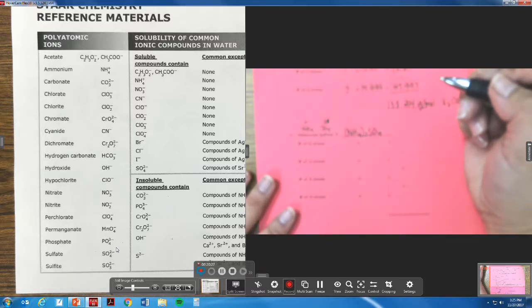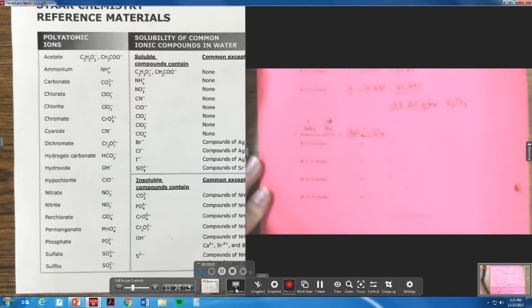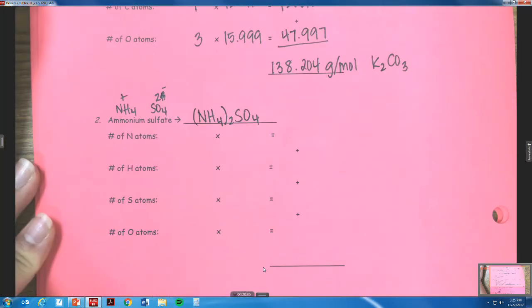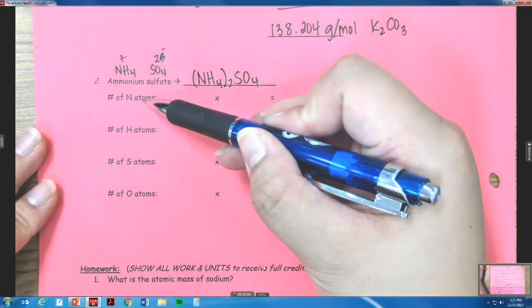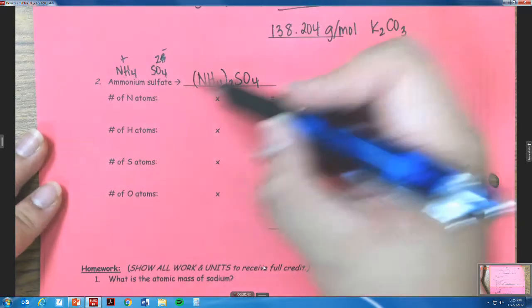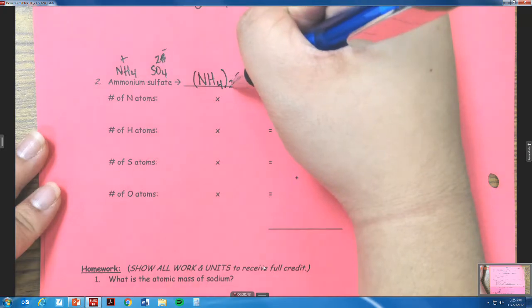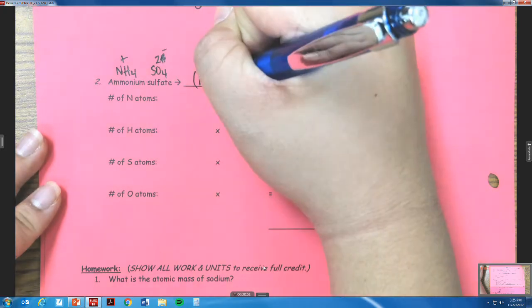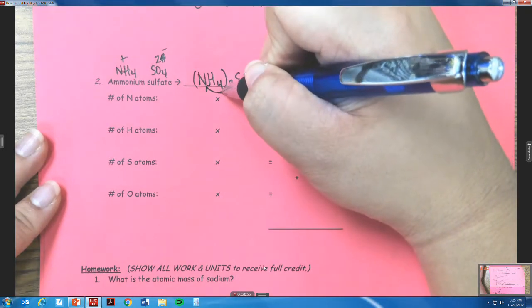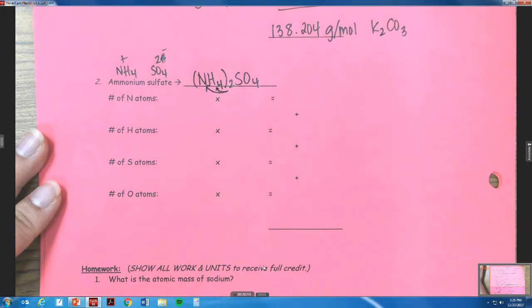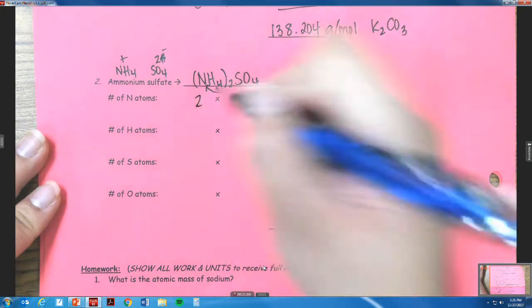Now we have to do what we did earlier. How many of each element do we have? Remember, since we have a subscript outside the parentheses, we're going to have to distribute that. So the 2 goes to nitrogen, and it also goes to hydrogen. So how many nitrogen atoms do we have? We have 2.